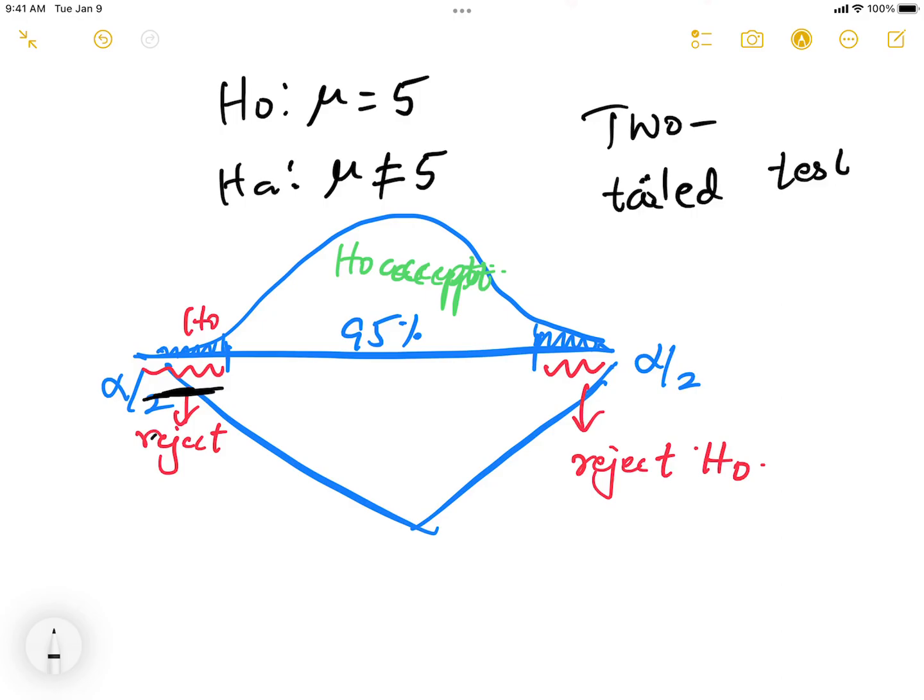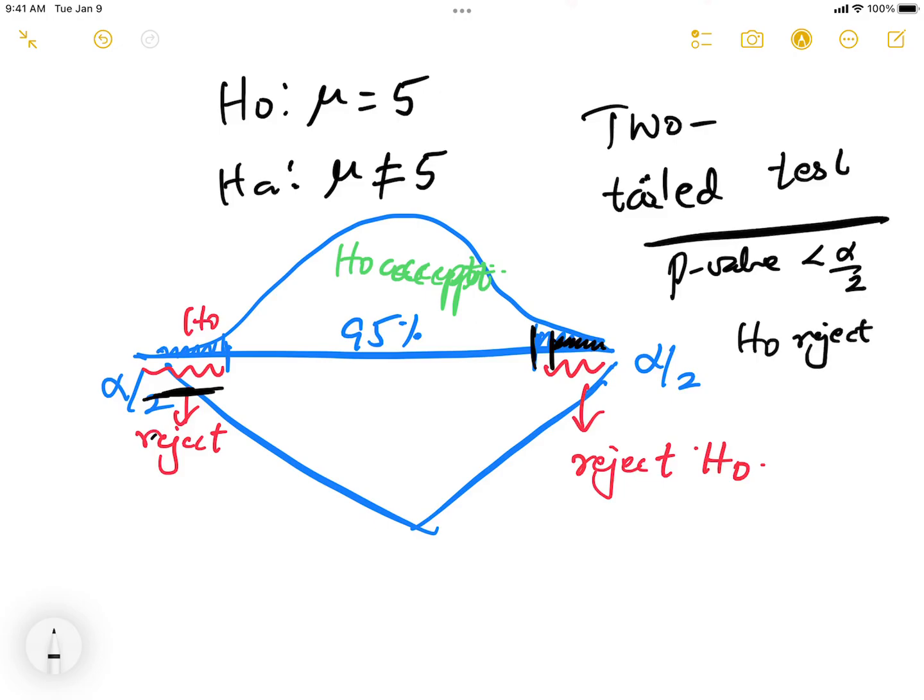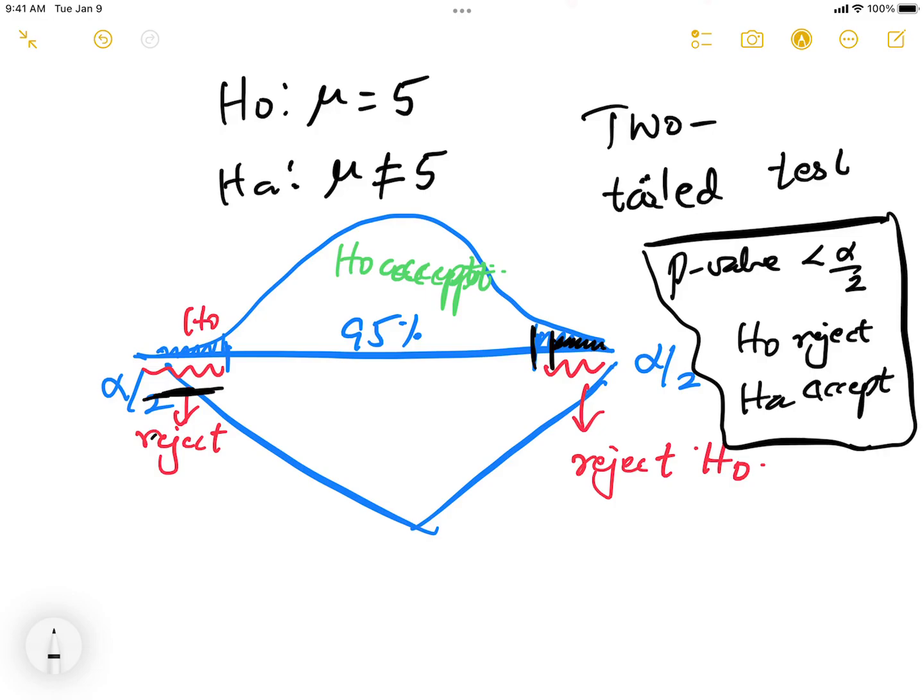Let's say that we get the test statistic and the corresponding p-value, and the p-value is here. If the p-value we got is less than alpha over 2, that means that we reject the null hypothesis. Reject null means we are accepting the alternate hypothesis. So this is how the significance level is used with respect to the p-value.